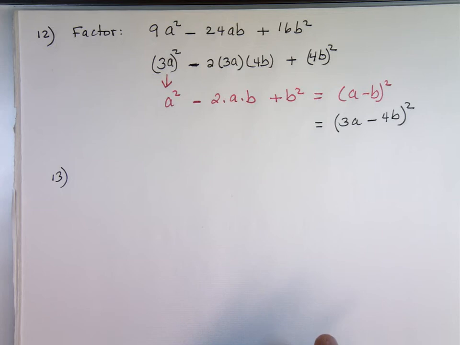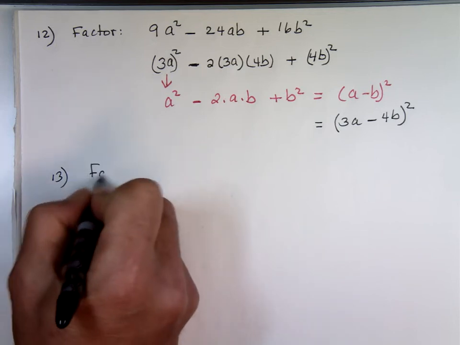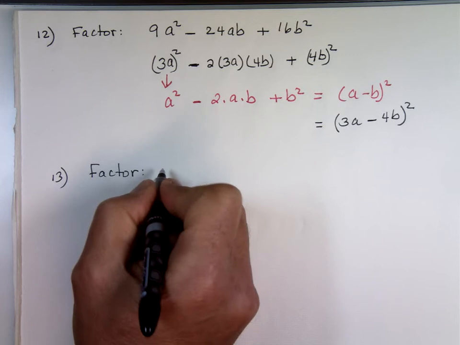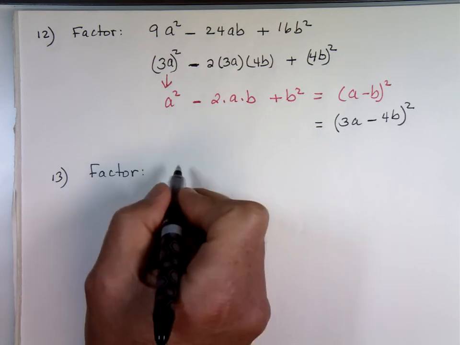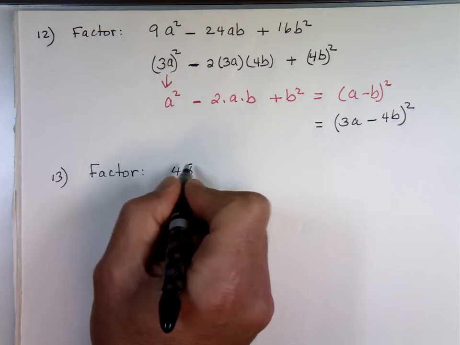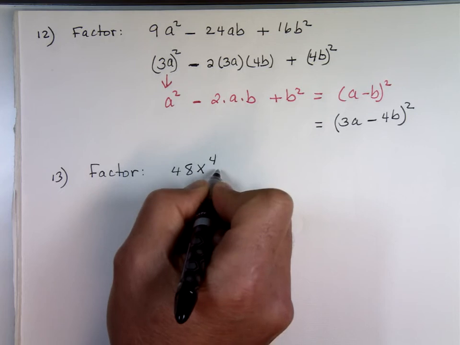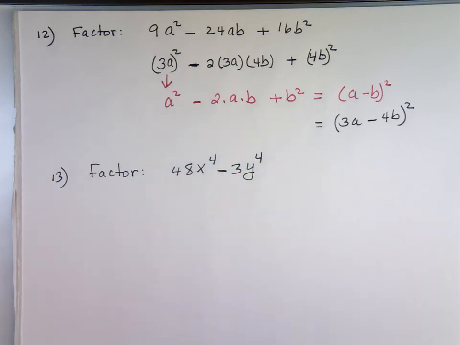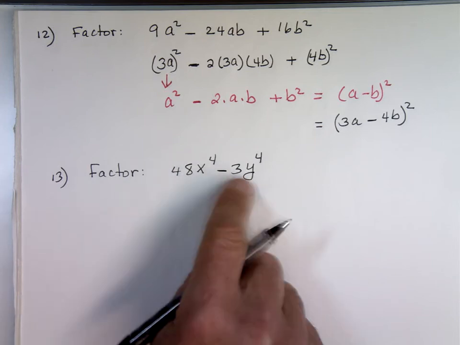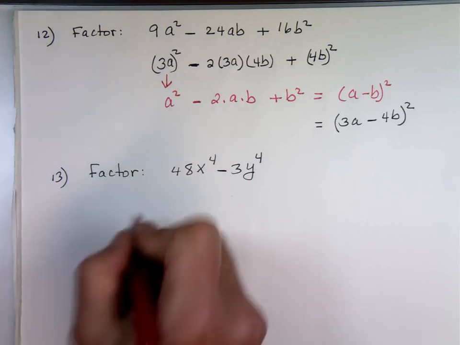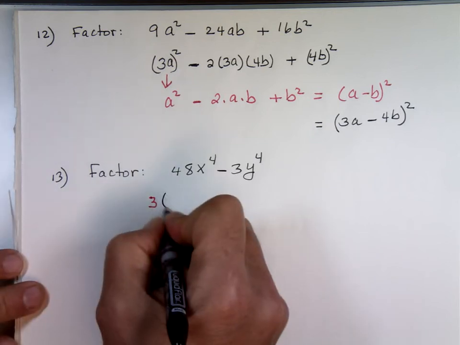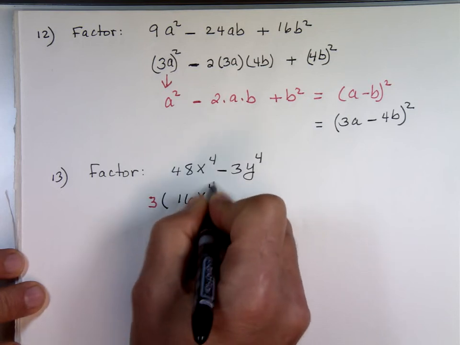Let's see, factor, if possible, 48x to the 4th minus 3y to the fourth. Well, quickly again, the greatest common factor, what do they have in common? They have a 3. If you factor a 3 out, what's 48 divided by 3? That's 16x to the fourth minus y to the fourth.